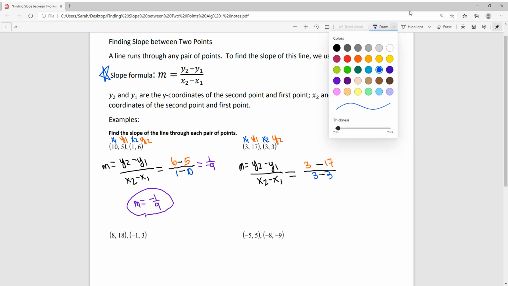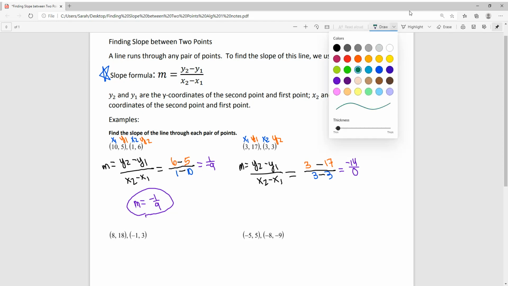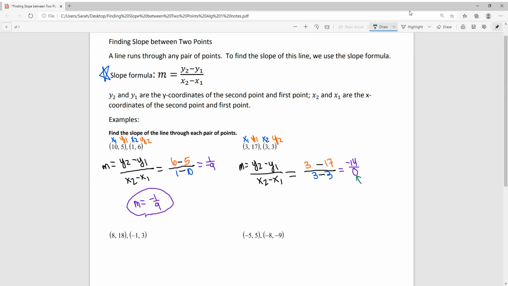Now let's do our subtraction. 3 minus 17 is negative 14. 3 minus 3 is 0. Now, typically, to simplify, if we can, we reduce or divide, but we have a number being divided by 0. A number being divided by 0 cannot happen. And so since we are dividing by 0, our slope isn't going to be a number. Our slope is going to be undefined. This means in picture form, our line is a perfectly vertical line. So if you are dividing by 0, that means you are going to have an undefined slope since we cannot divide by 0.